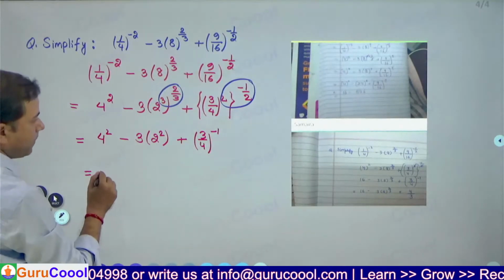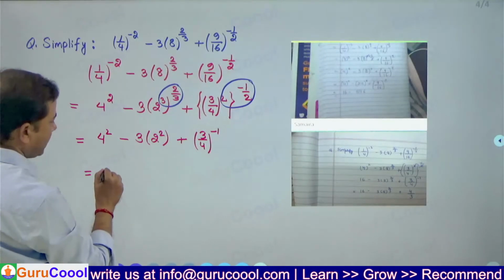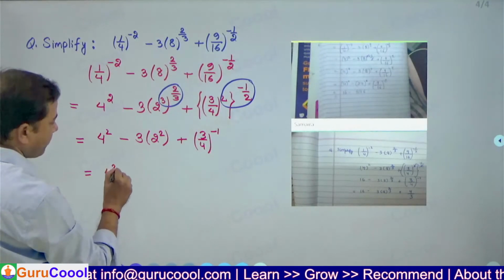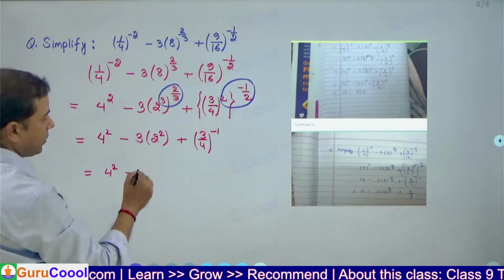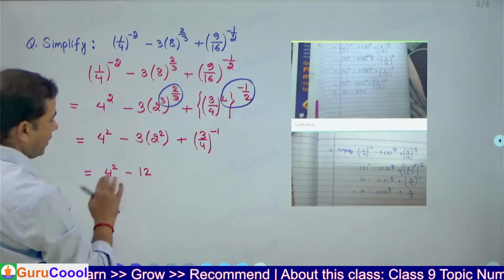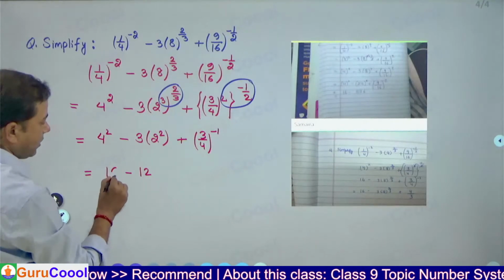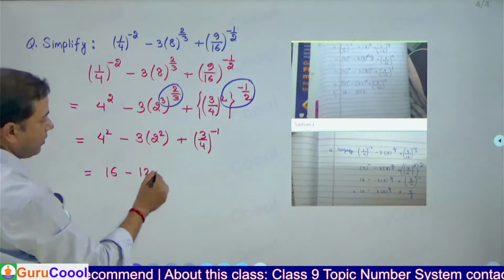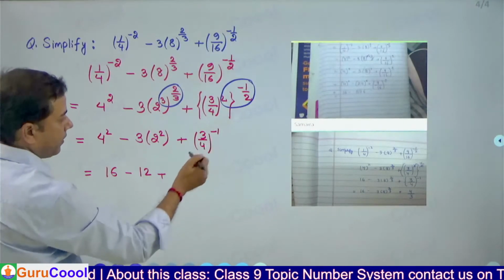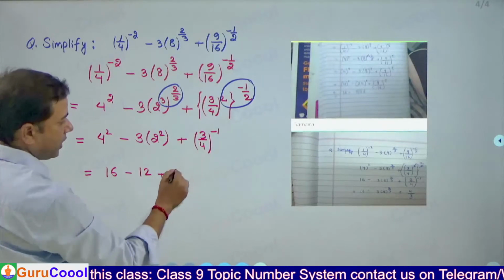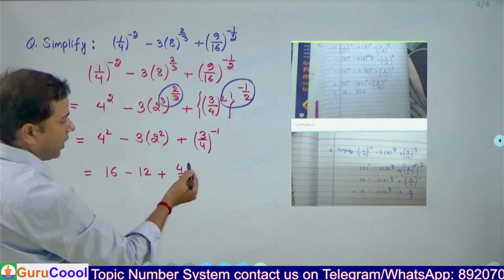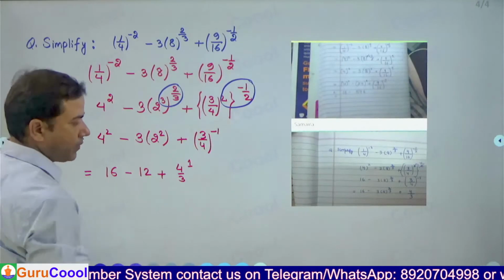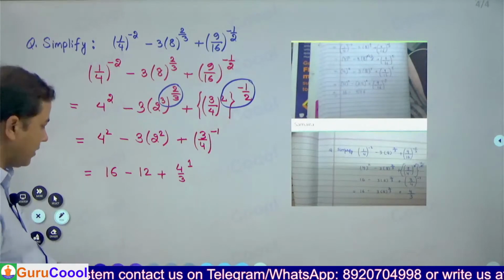4 square, let's take it as it is presently, minus 2 square is 4, 4 3s are 12. Let's simplify this one as well. 4 square is 16, this is 12, and 3 by 4 power minus 1, let's reciprocate. 4 by 3 raised to the power 1. 1 is not written generally, 1 already remains hidden, no need to write.